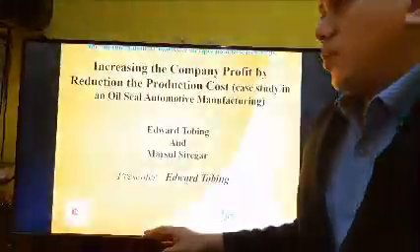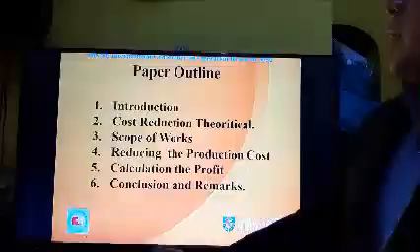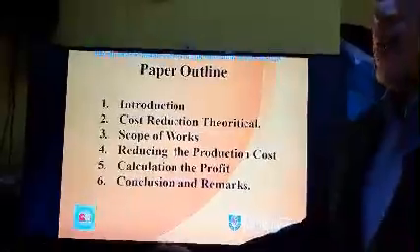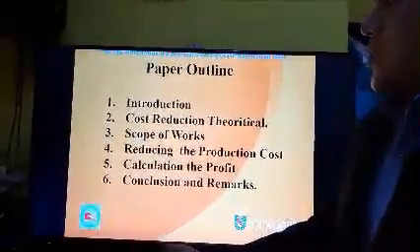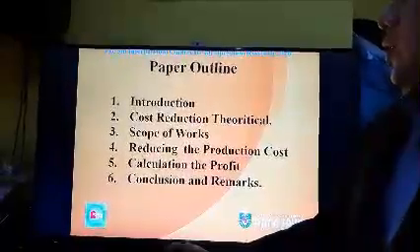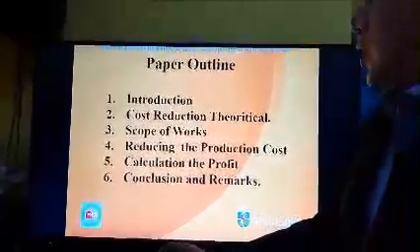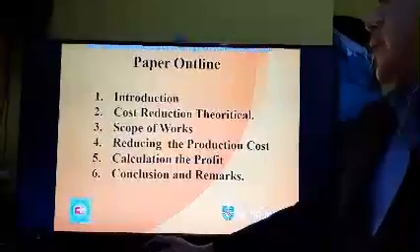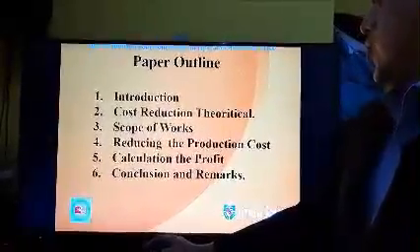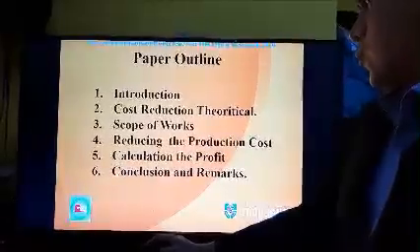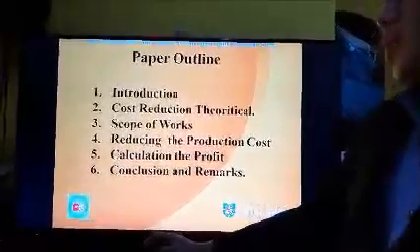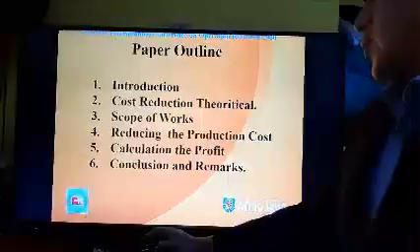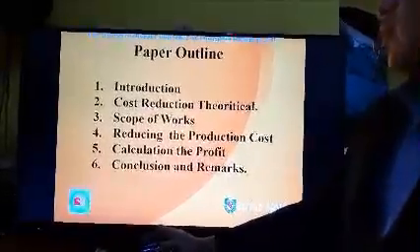Okay, now we go to the next step. This paper will consist of the introduction that tells us how exactly the production costs can be reduced, in what kind of options we can take, and the second, cost reduction theoretical, the third, scope of works, fourth, reducing the production costs, fifth, calculation of the profit, and sixth, conclusion and remark.